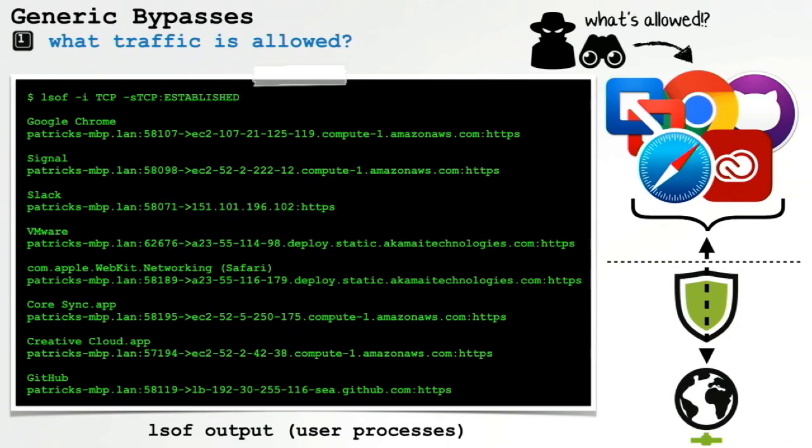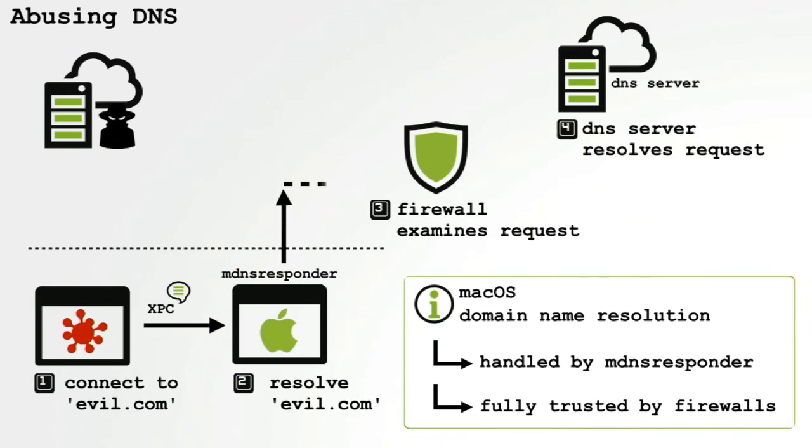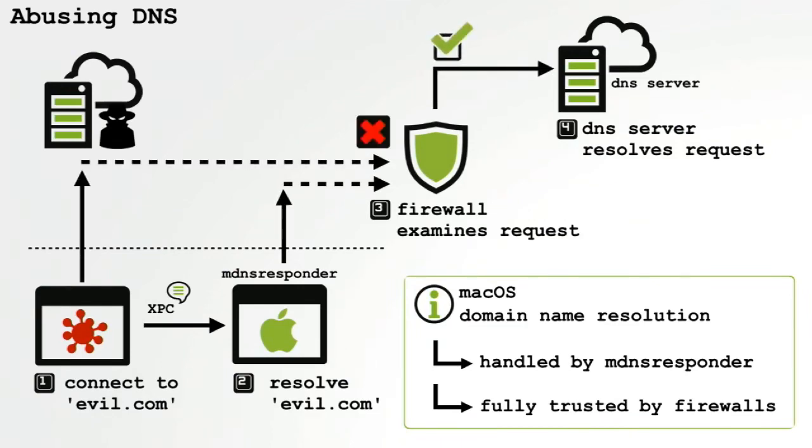But as I mentioned, something like a browser is going to be able to talk to any remote web server on port 80 or 443. Of course, also, a lot of these applications now talk to the cloud, for example, AWS. So even if there's a rule to say I only want Slack to talk to the AWS infrastructure, we can probably also create a C&C on AWS. Okay, so now we know what traffic and what processes are allowed to pass through the firewall.